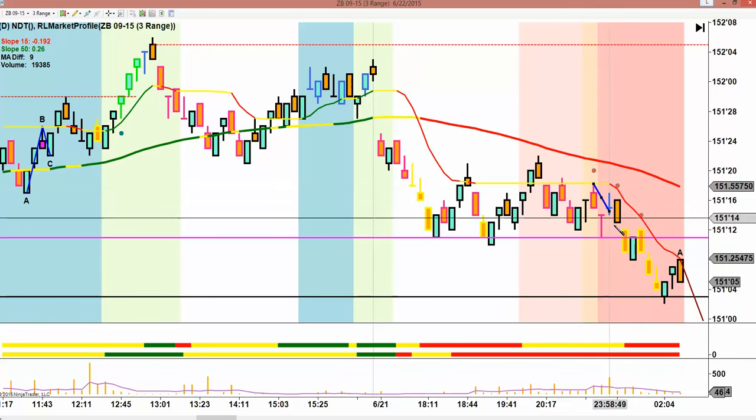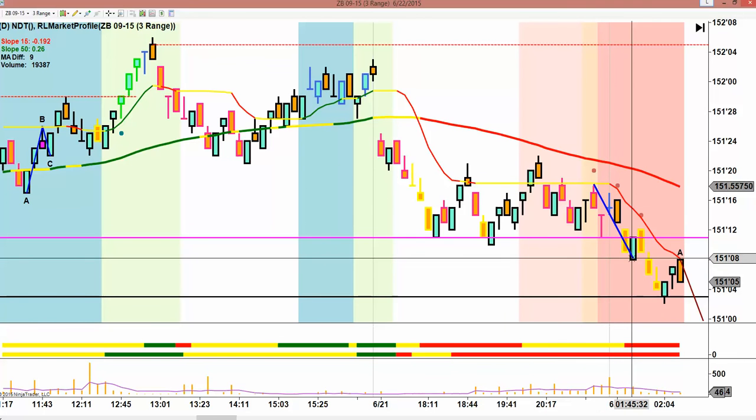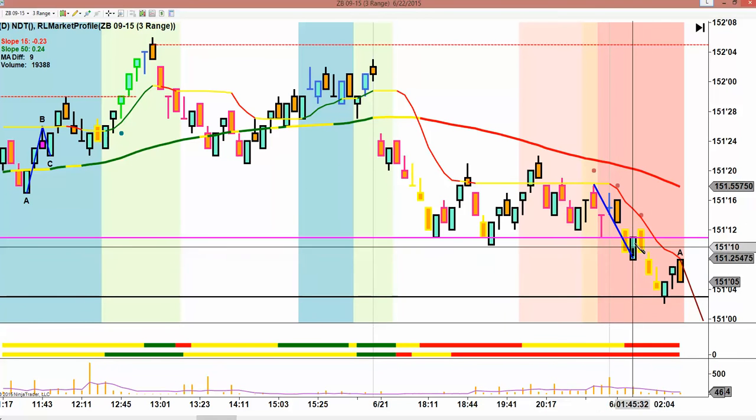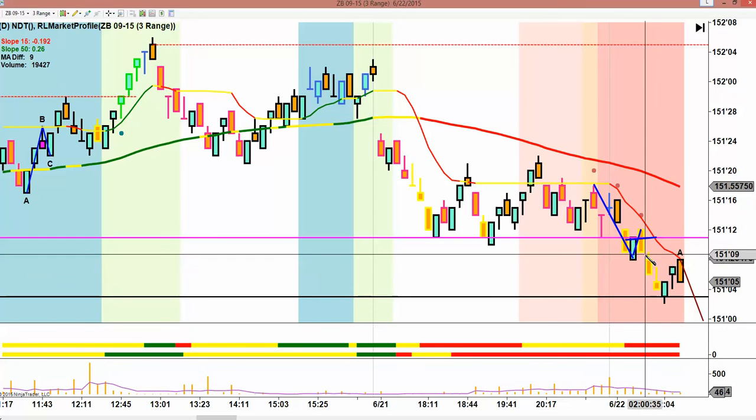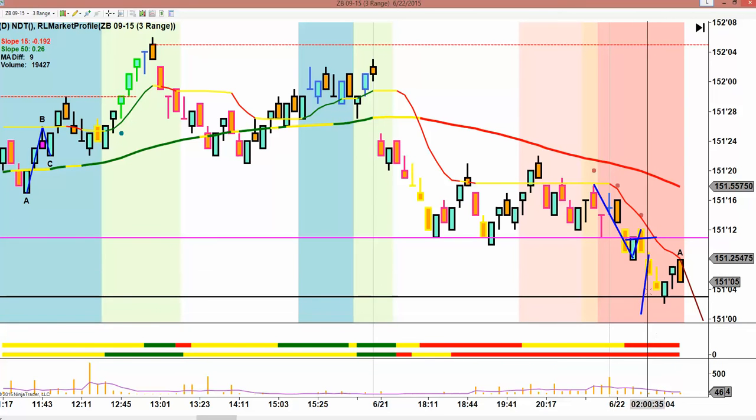And here is a very, very nice winner right here. 2/3 of the candle is below the point of control. You have dual quants. Oops, running it.